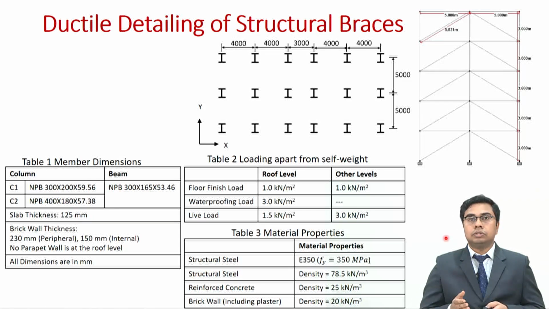It is intuitive to say that this building comprising a special concentrically braced frame is more stiff as compared to the SMRF building, that is, the special moment resisting frame building. With the increased stiffness, we also expect that the lateral drift in this building will be reduced. That is the whole rationale behind the provision of braced frames in our structural systems.